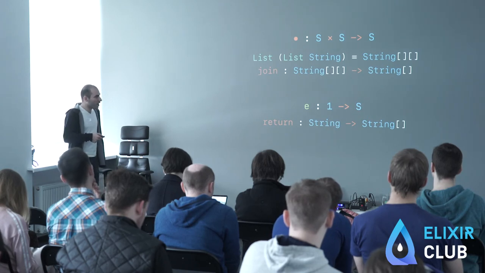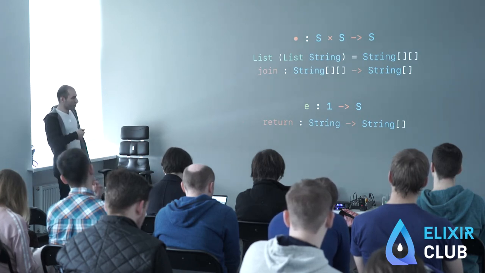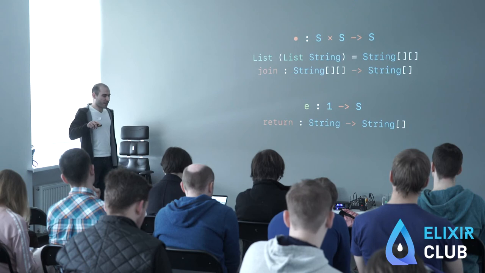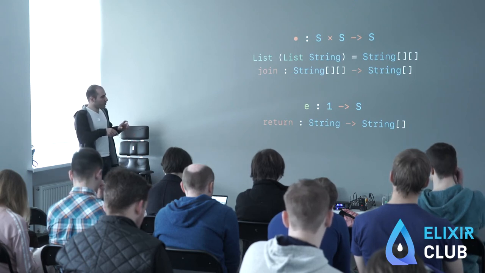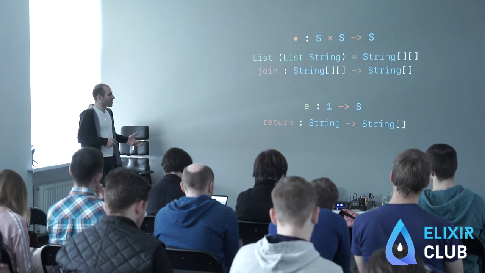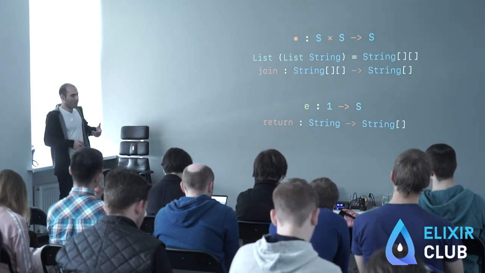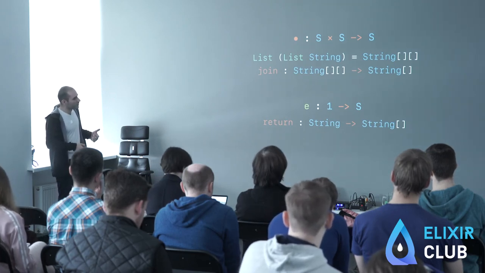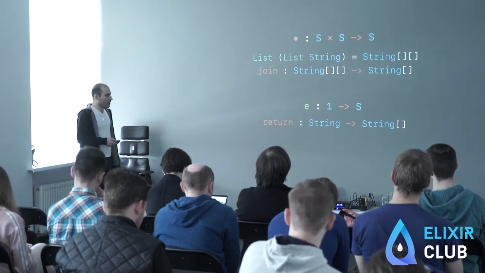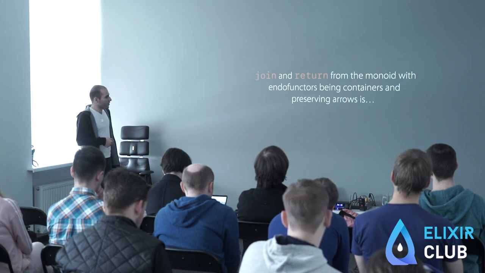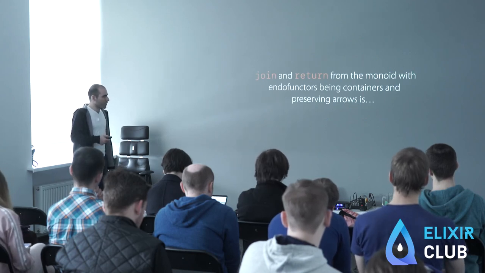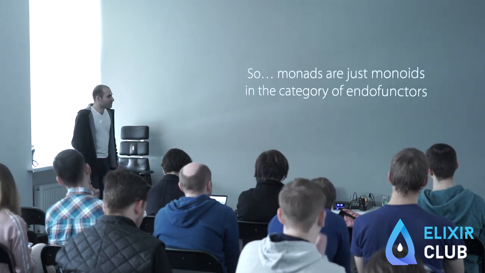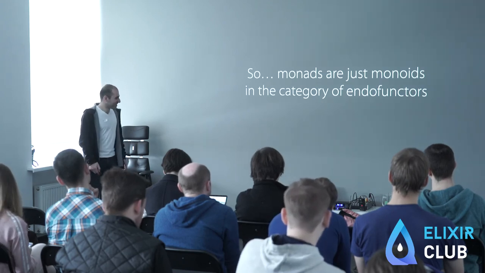So if we somehow define this join and return on each endofunctor, we will inject the monoid part into each endofunctor at that point. So each endofunctor will have this extension, this monoidic part, and essentially will become a monoid. The endofunctors that will have join and return of these types, or similar types, will get us the monoids. So join and return from the monoid, with endofunctors being containers and preserving arrows, is a monoid. That's it. Questions?